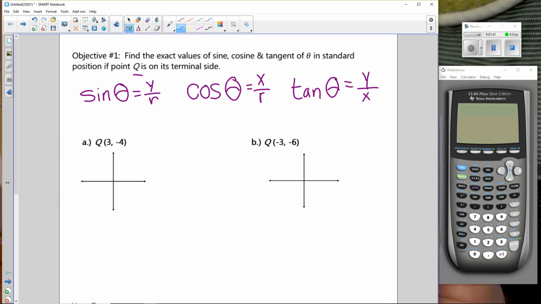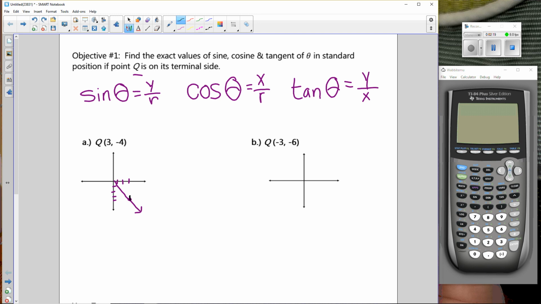So letter A, we're going to sketch the point (3, -4). That, of course, is going to be in the 4th quadrant, so that's right 3 and down 4. And that's on the terminal side of some angle. Overall, that's not an incredibly important part of this problem. What we're actually going to do, instead of focusing on the angle in this problem so much, is draw a reference triangle.